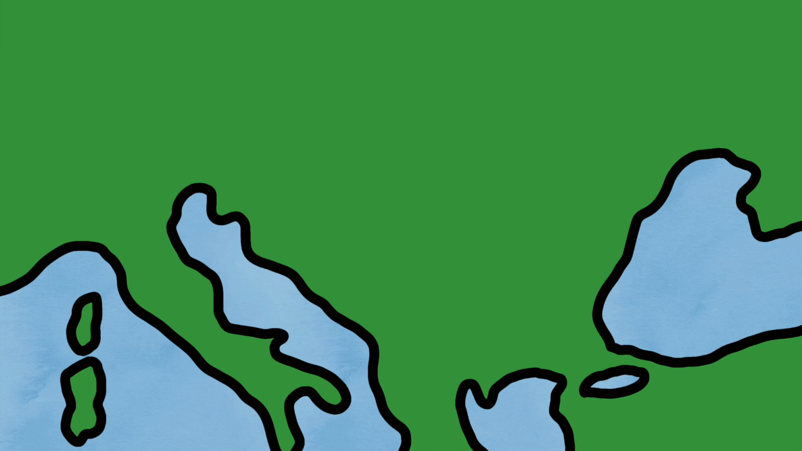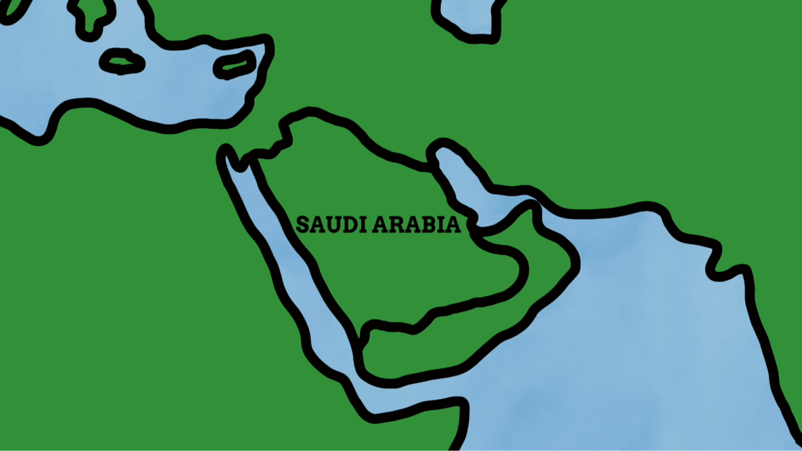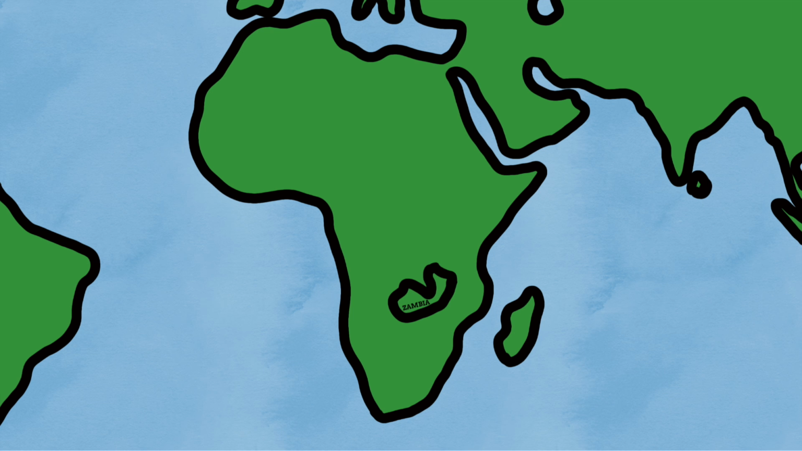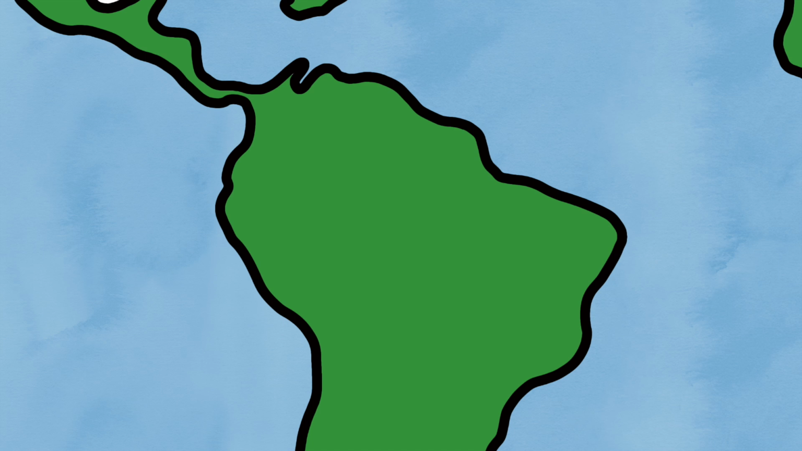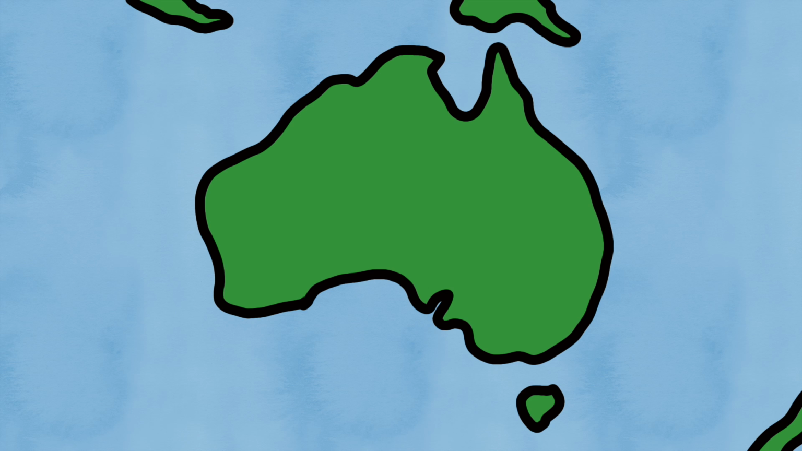To name some examples, in Europe we have nations like Austria and Bulgaria. In the Middle East we have Saudi Arabia. In Asia we have India and Malaysia. In Africa we have places like Zambia, Tanzania and Nigeria. In the Americas we have Colombia and Bolivia. And down under we have the country/continent of Australia.